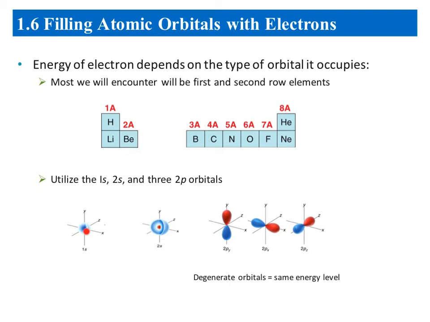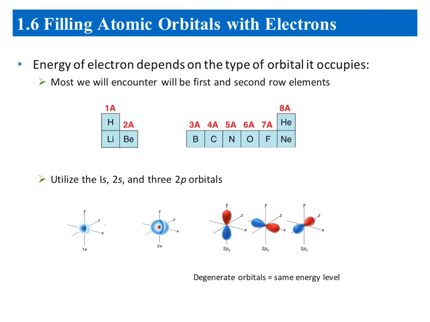1s orbital, it has one phase, so 0 node. 2s, it has two phases, therefore it has one node, and 2p orbital clearly shows different phases, so all three has one node. These three orbitals, px, py, and pz, they have same energy level. We call them degenerate orbitals.